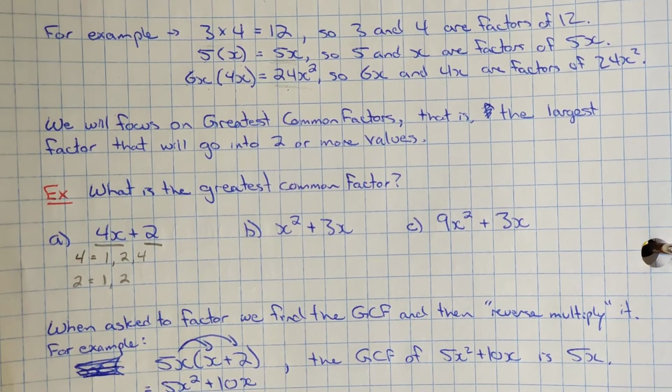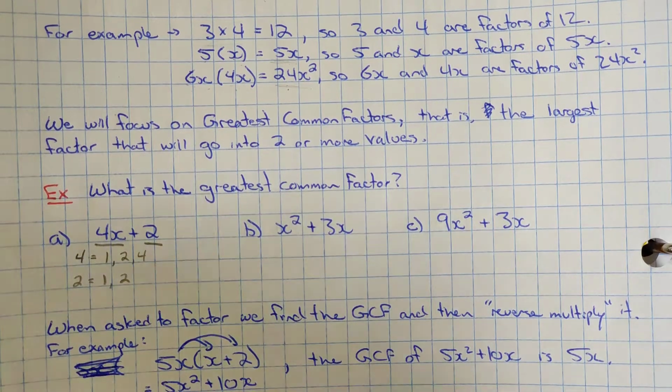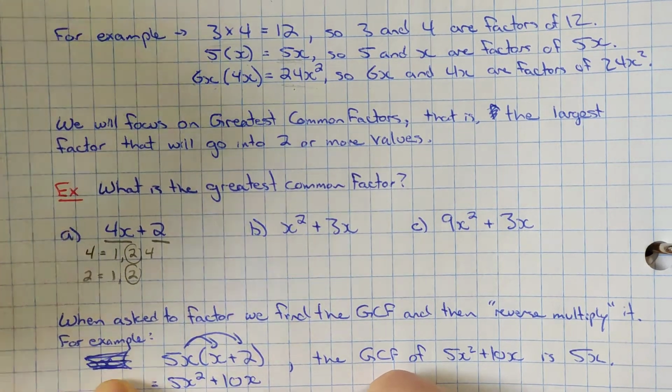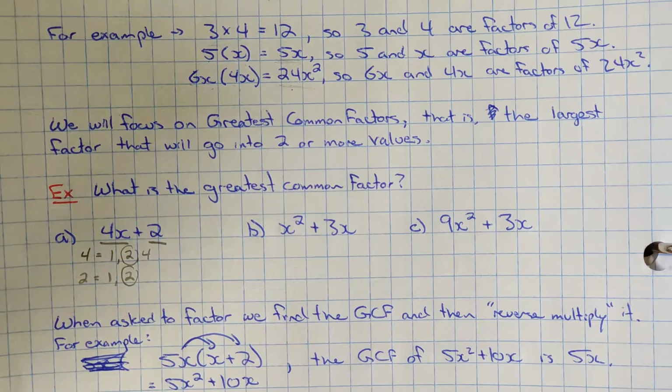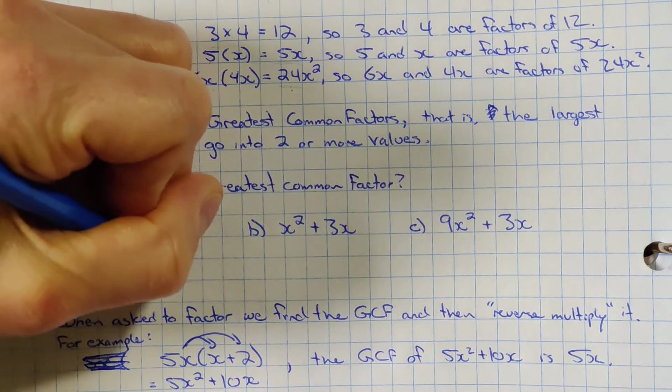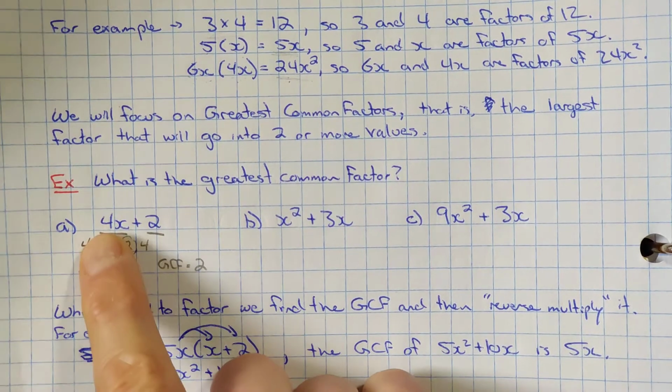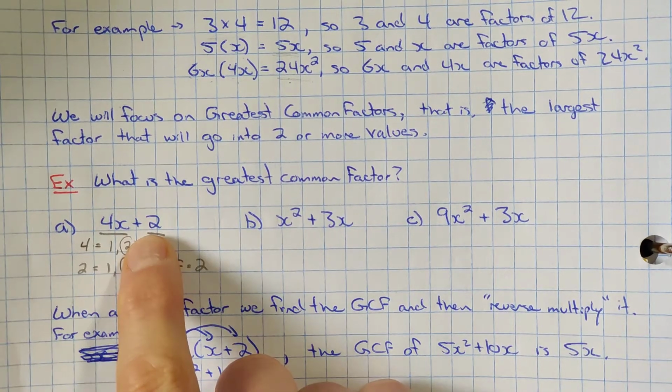So you may have done this kind of layout in elementary school with numbers, and then you said the greatest common factor in this case, common, is 2. 2 is the biggest number that goes into both. So the greatest common factor for this, GCF, equals 2. That's the biggest number that divides into both terms.